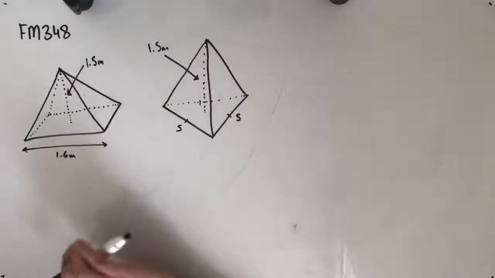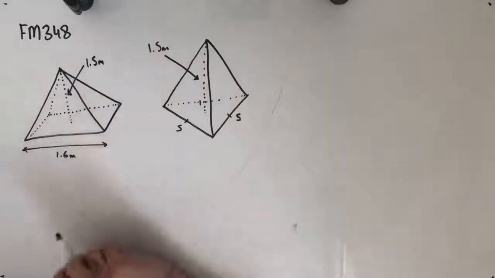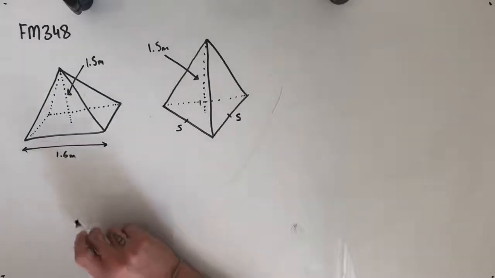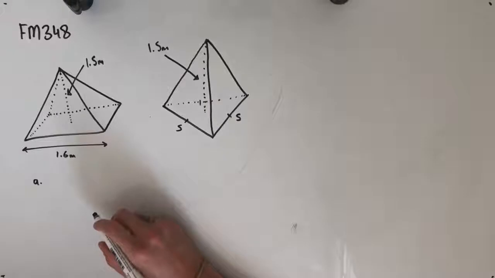So we're going to have an equal volume between these two tents and they have the same height, which means that some of the dimensions are different at least. Question A says, what is the volume of the square-based pyramid in cubic meters? Round your answer to 2 decimal places.